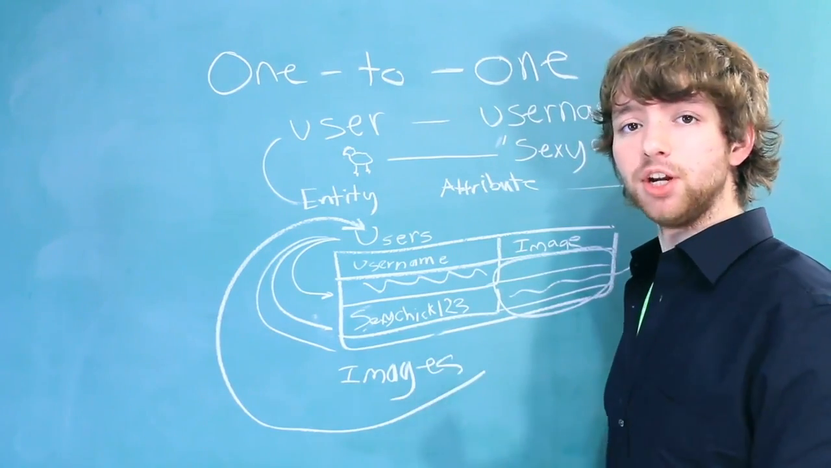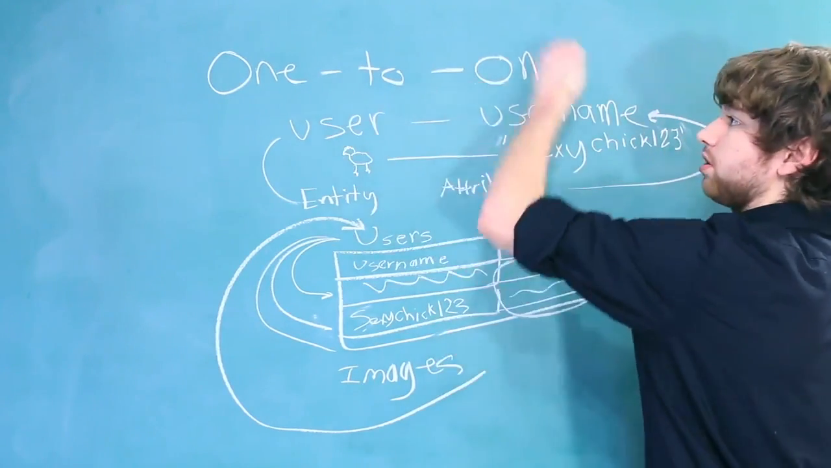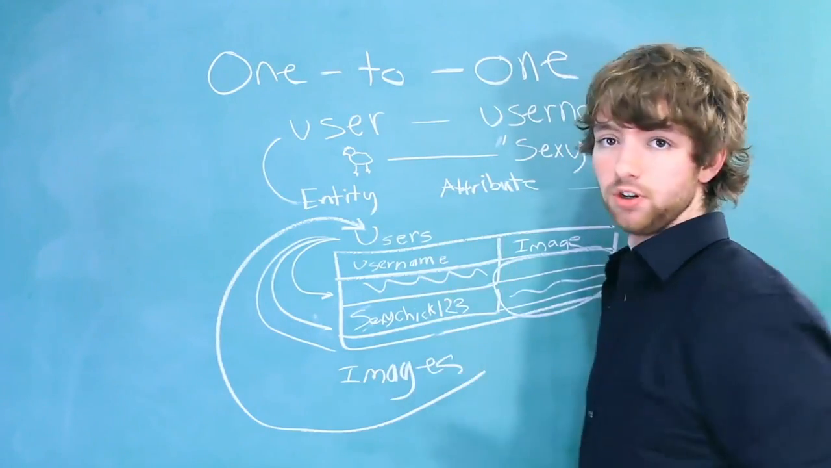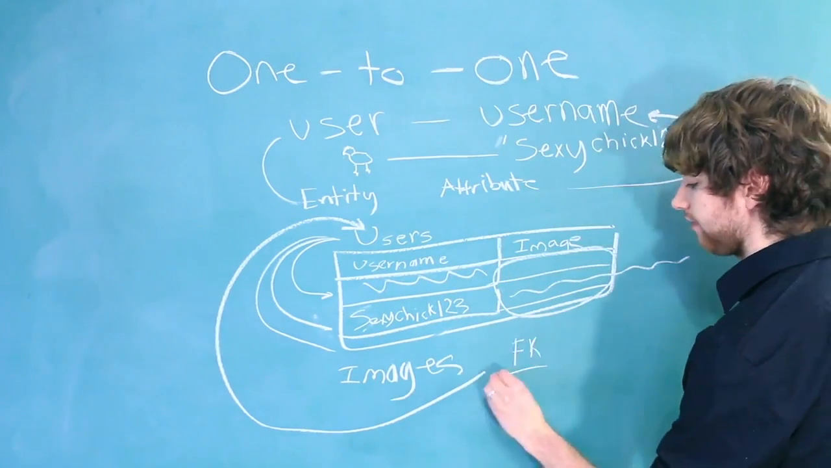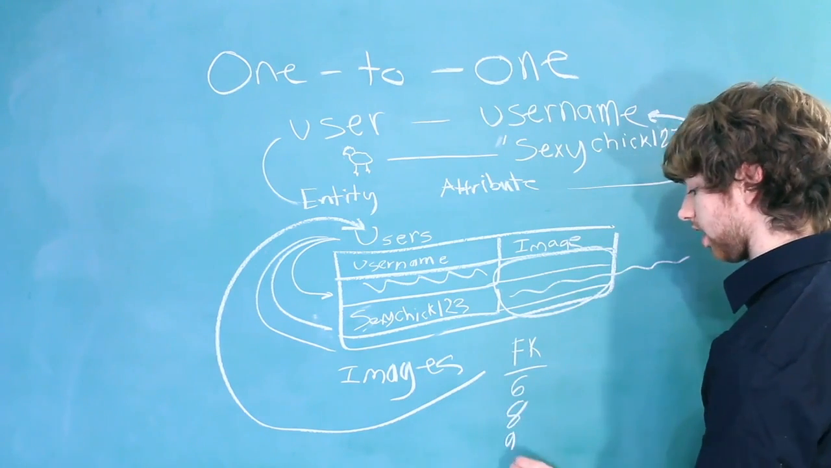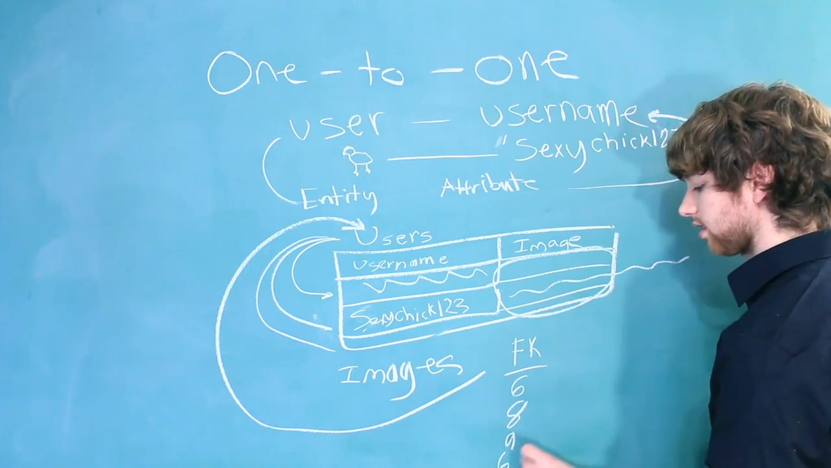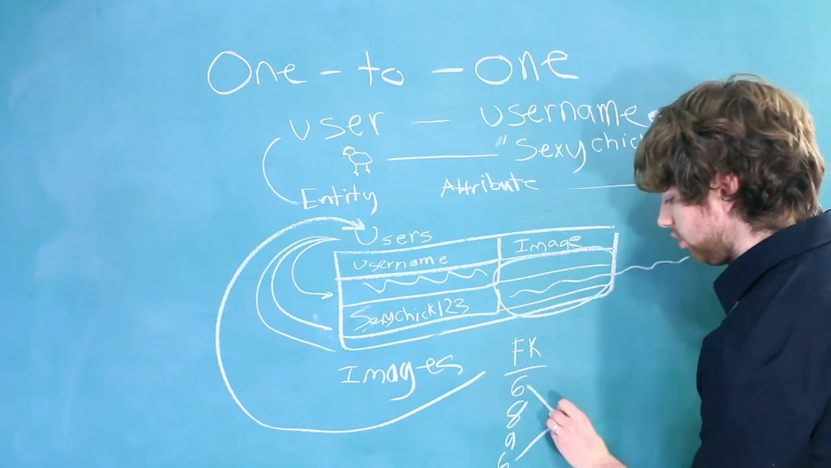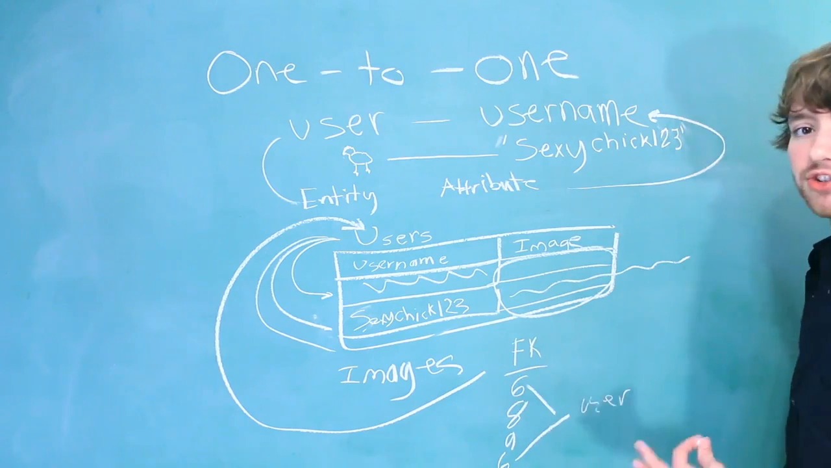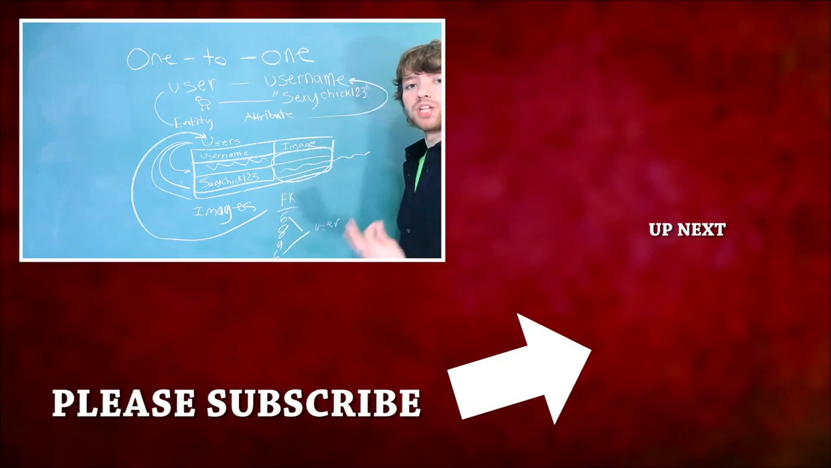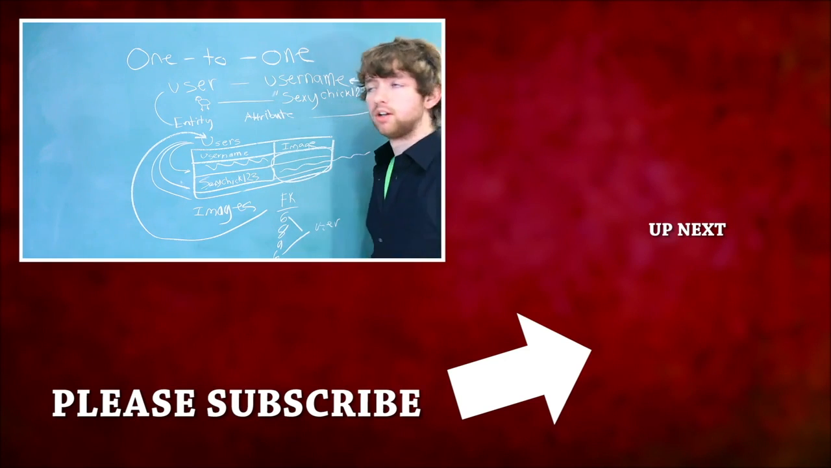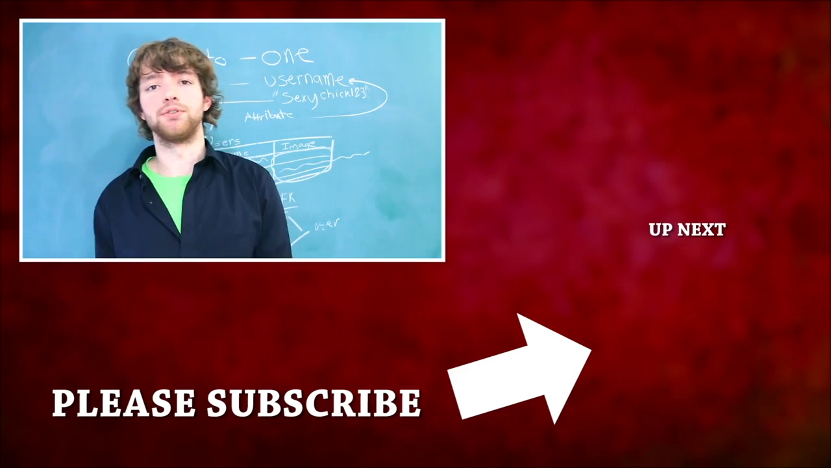The only thing to remember here is that in order for this to be a one-to-one relationship, there only needs to be one image per user. That means if you have a foreign key, every single row would have to be unique. So you'd have like 6, 8, 9, and then if you gave the value 6, that would be 2 images pointing to the same user. This would no longer be a one-to-one relationship. So to enforce that, you need to use a unique constraint, and we will talk about that in an upcoming video. But as for that, that's all I got for one-to-one relationships.